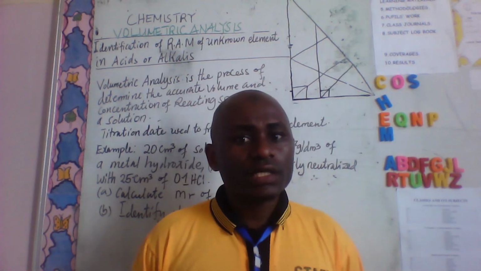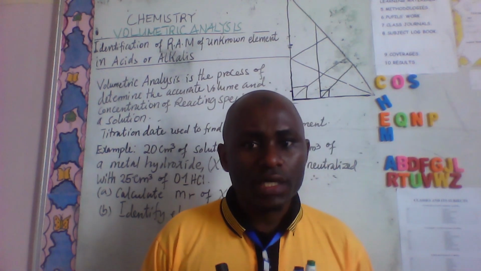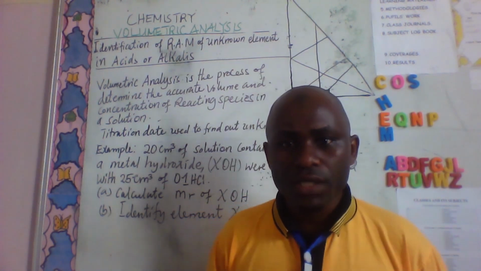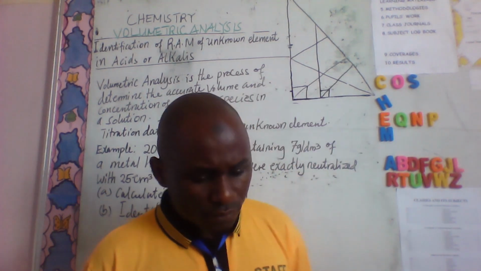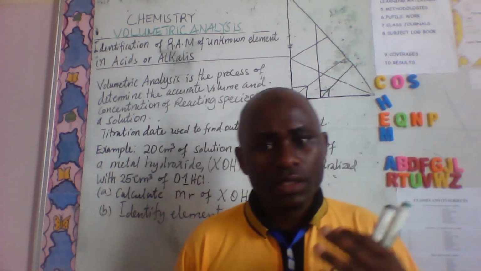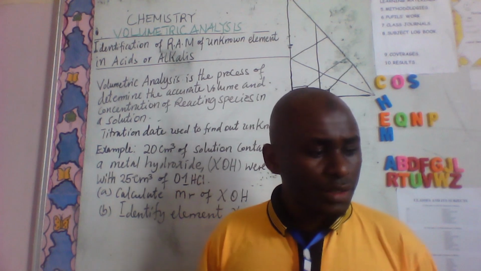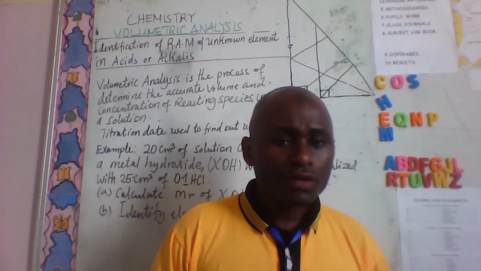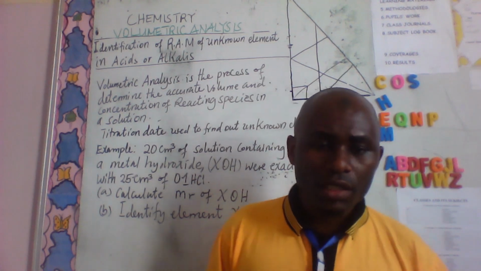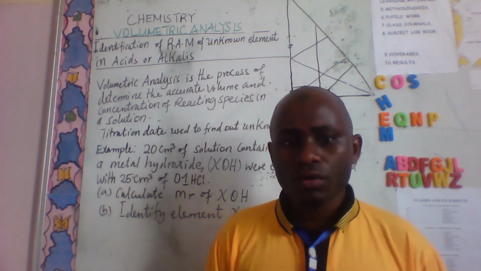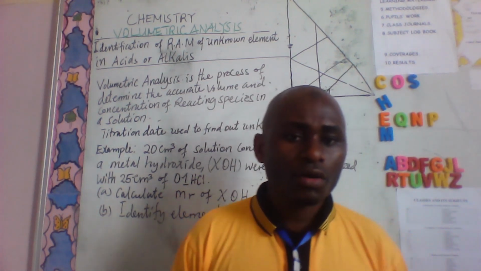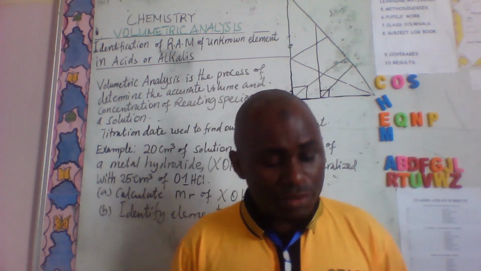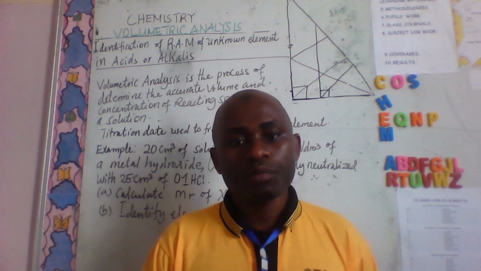Volumetric analysis is the process of determining the accurate volume and the concentration of reactant species in a solution. And the volume here is given in decimeter cube or 1 liter. Not only that, but concentration can be given in either mole per decimeter cube, or capital letter M, or it can be given in terms of mass concentration, which can be represented by gram per decimeter cube.